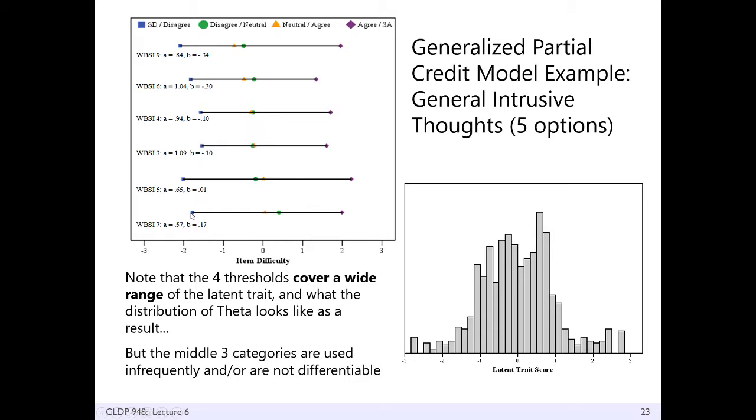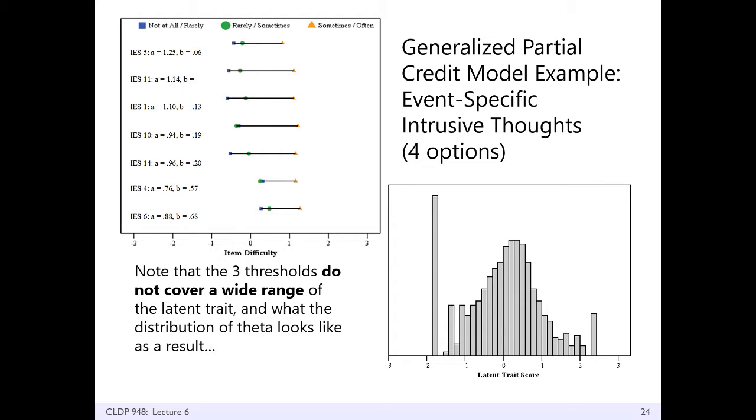and so as a consequence of that, this scale, these items cover between -2 standard deviations and 2, this is the latent trait distribution you get. So it does a pretty good job differentiating people because it has information all along the way. Compare that to this picture. So this is an event-specific intrusive thoughts scale where there were only 4 options. Not at all, rarely, sometimes, or often.